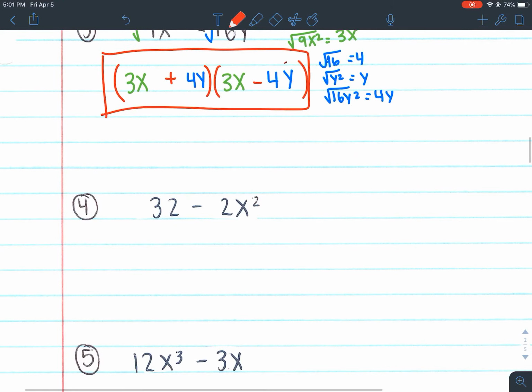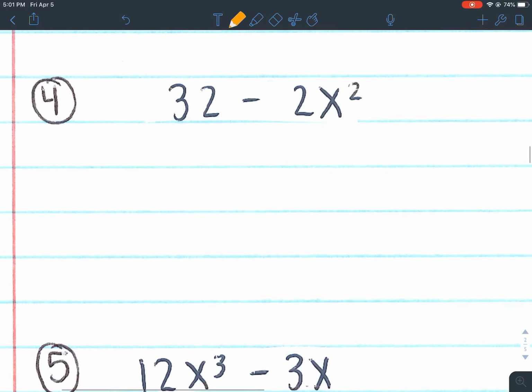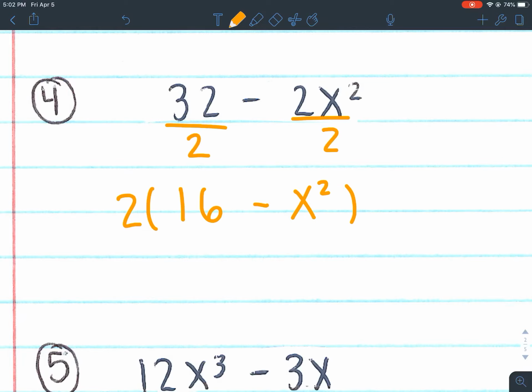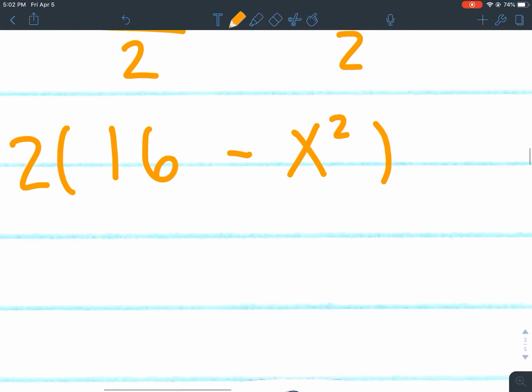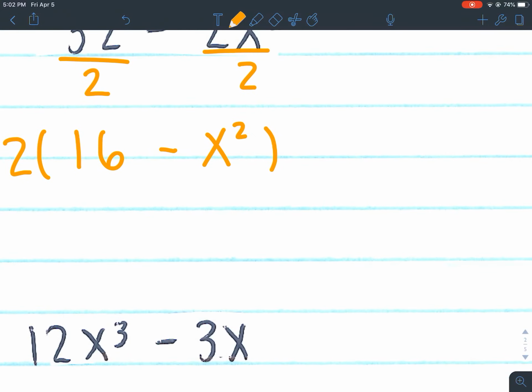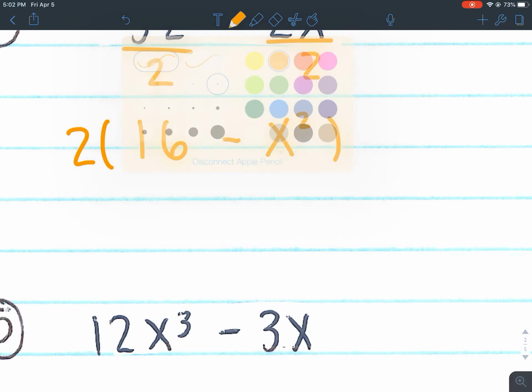Number 4. Again, you always check for a GCF first, and I do have one. In this case, it is 2. So you would factor that out. What do you have left? 16 minus x squared. Oh, I have a binomial on the inside, so let's see if I can factor that. I have a binomial, I have a minus in the middle, and I have all perfect squares, so I can go ahead and do difference of squares.